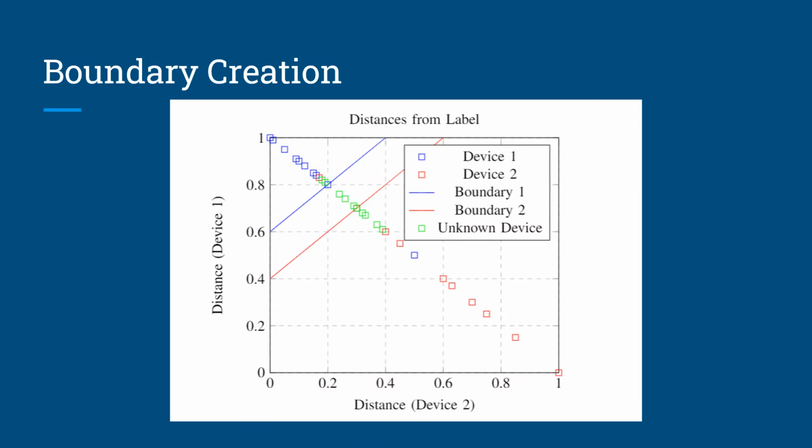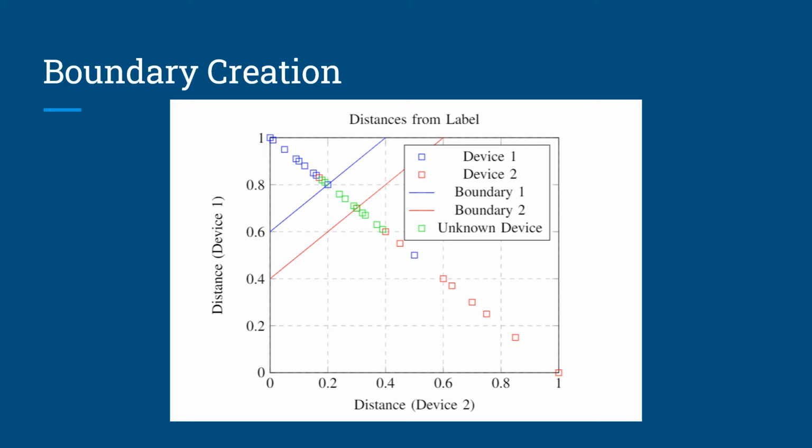Lastly, we propose making boundaries for each device type in order to determine when a new device is introduced. Take the below graph for an example. In this case, we have a network with two different devices already trained. This is represented by the y-axis, device 1, and the x-axis, device 2. The blue dots are representing device 1, whereas the red dots are representing device 2.